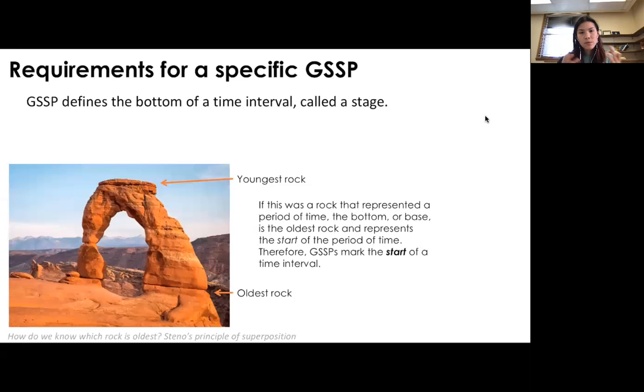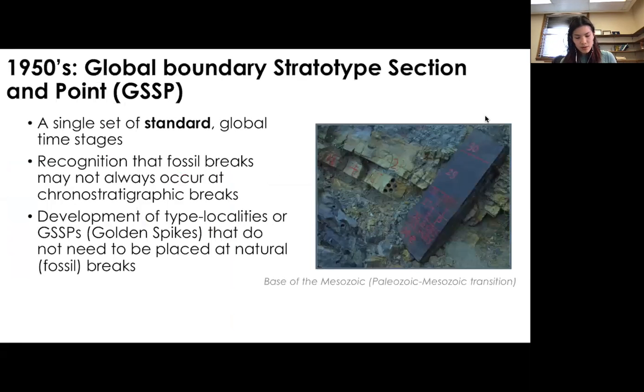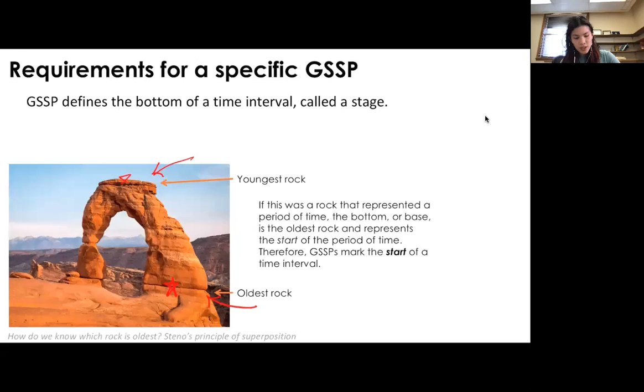So for example, of this rock arch, the rocks within it represented one time interval. The oldest rocks would be on the bottom, which we know from the principle of superposition, and the younger rocks would be on top. The GSSP for this time period would be present at the bottom. So it would represent the start of this time at the oldest rock and go up towards the youngest rock, at which point there may be another GSSP for the next time period.